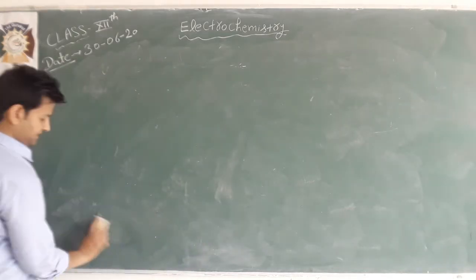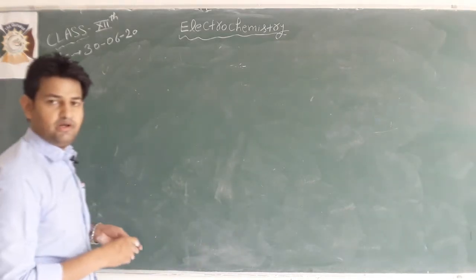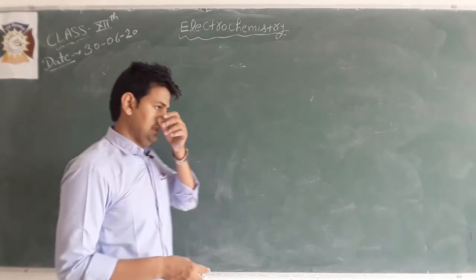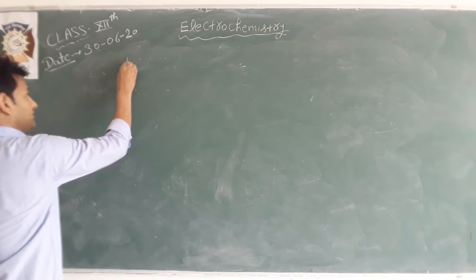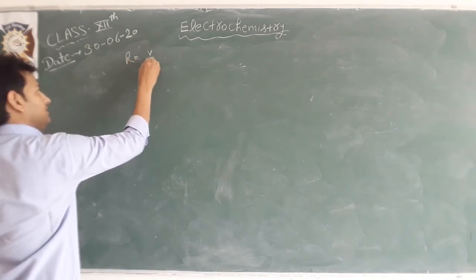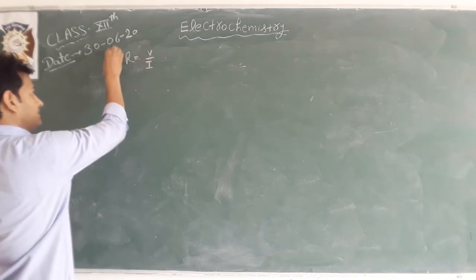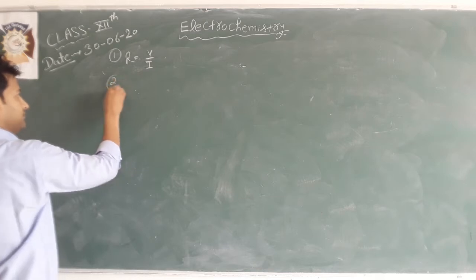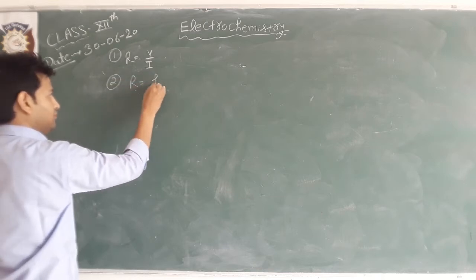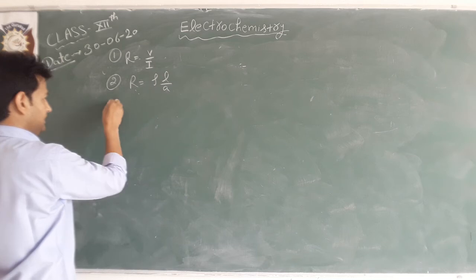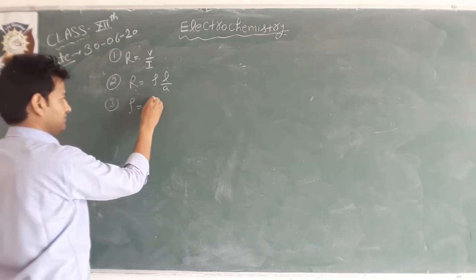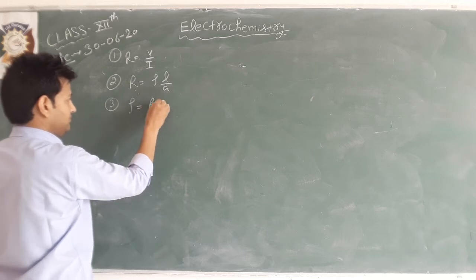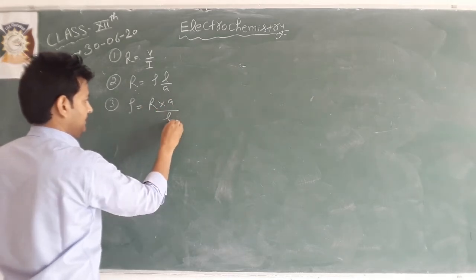Once again, let us discuss the formulas that came up. First is resistance. We know about resistance is equal to V over I. This is the first. Second, in case of resistance, resistance is equal to rho into L by A. And we know about resistivity. This is resistivity. It is equal to R into A by L.